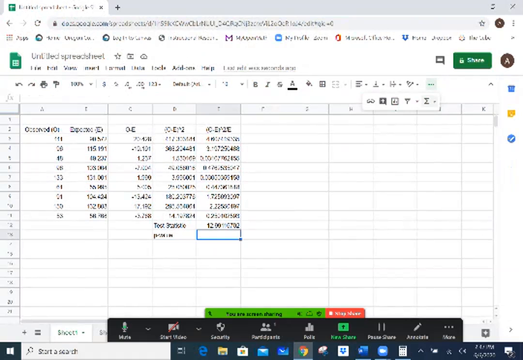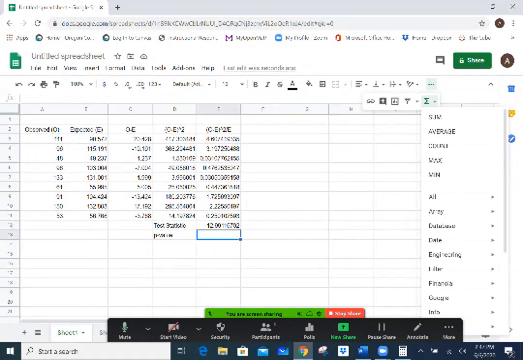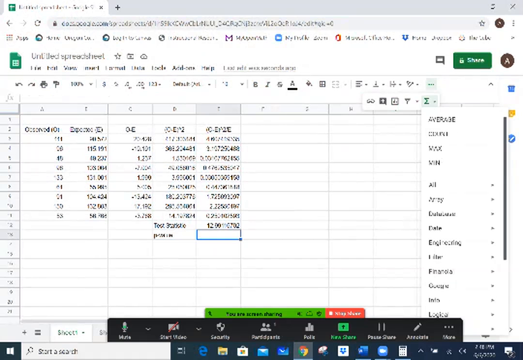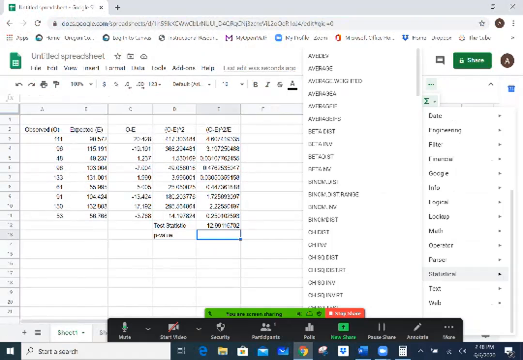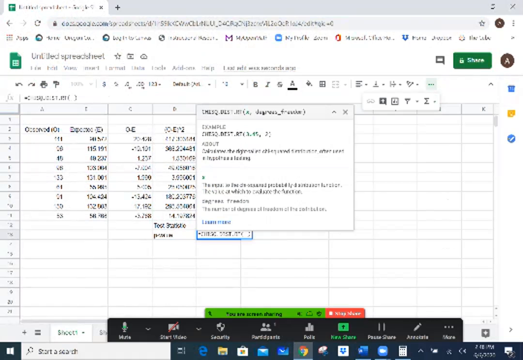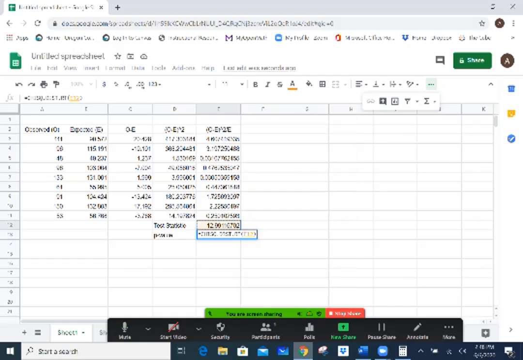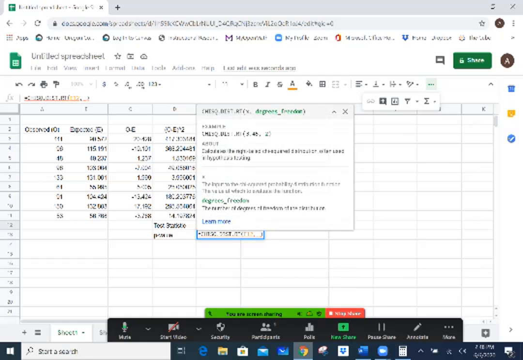All right. So I'm going to come back to this summation symbol, and I'm going to scroll down to statistical. And I'm going to select the chi-squared distribution right. And it wants the test statistic, which I actually happen to have right above. So I'm just going to select E12 here. In fact, there. See, it does it for me when I just arrowed up. Selected E12 and then comma, and now the degrees of freedom.